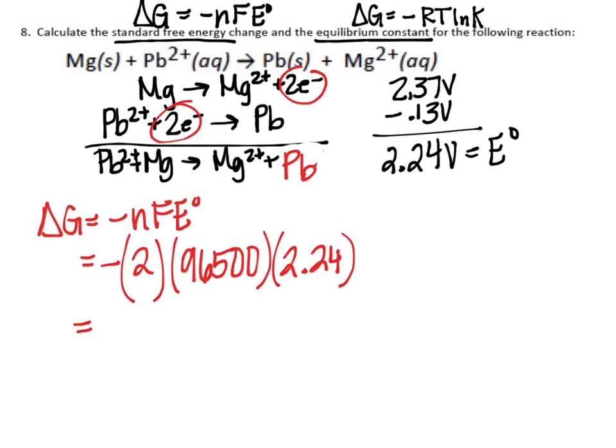Do you want scientific notation or just normal? Normal's fine. Okay. Negative 192,998 joules. No, try it again. Negative 432,000. Oh, I did plus for some reason. Negative 432,000 and 320. So I'm going to do 300. This is joules.